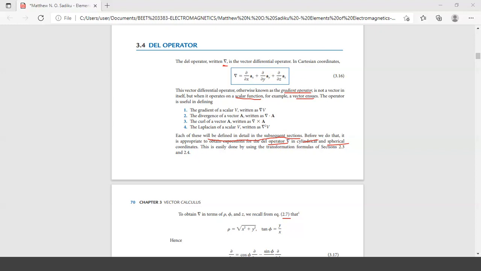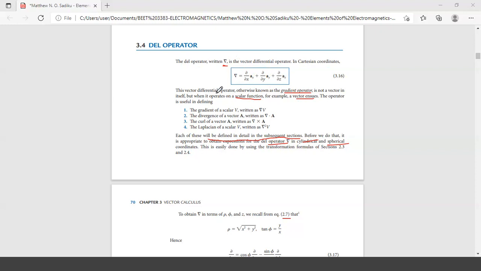Hello everyone. Today we learn about the del operator. The del operator is written like this. It is the vector differential operator. In Cartesian coordinates, del equals del over del x in the direction of x, plus del over del y in the direction of y, plus del over del z in the direction of z.